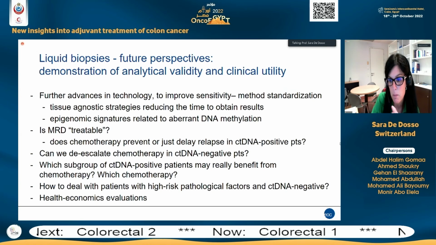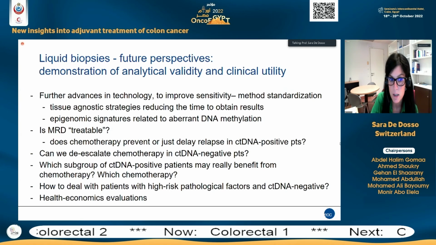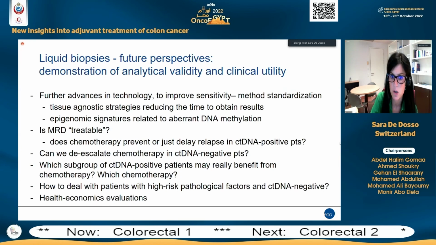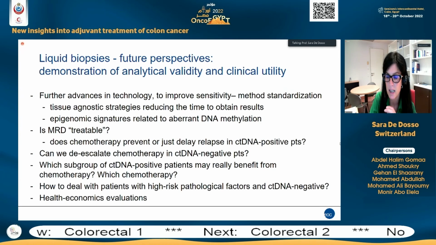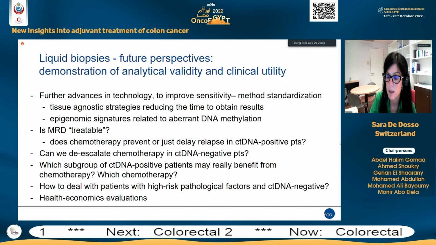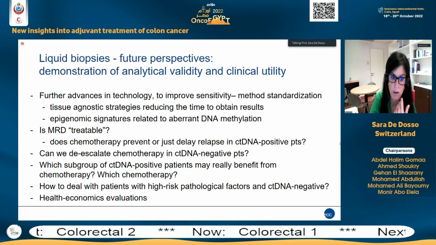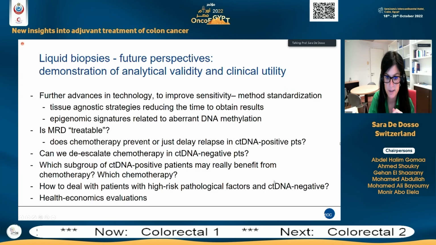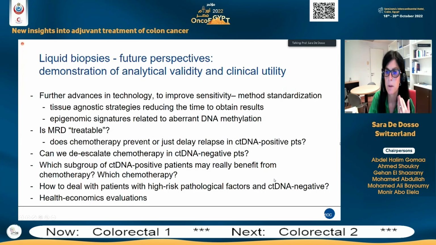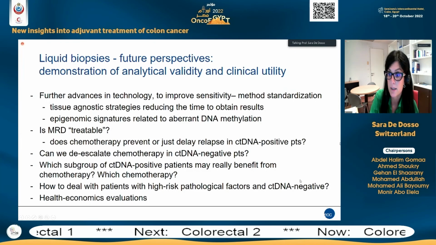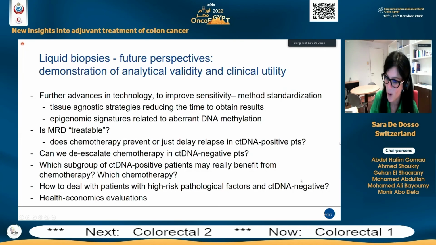So a ctDNA monitoring during the chemotherapy, and if there is a real subgroup of ctDNA positive patients who can really benefit from chemotherapy, and which kind of chemotherapy. Is oxaliplatin really necessary in this particular setting, or for example, 5-FU alone can be enough? And how to deal, for example, with patients with high-risk pathological factors according to the TNM classification, but ctDNA negative? This is also an open question.